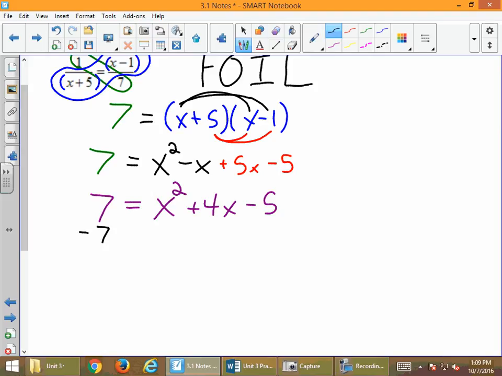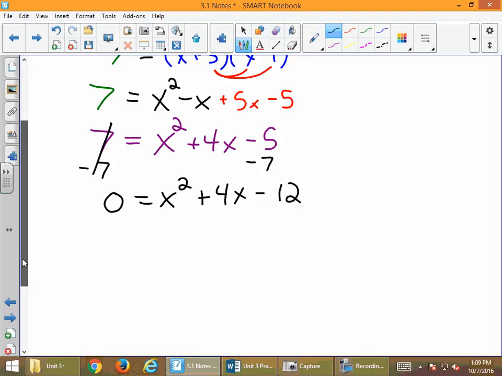Where's the 7 going to combine with? The x squared, the x, or the 5? So negative 7 right there. Gone. Now I have a 0 equals x squared plus 4x minus 12. And this is what we want. All of you did a lot of this. Pretend that 0 is gone. This is what a lot of you guys did last year.